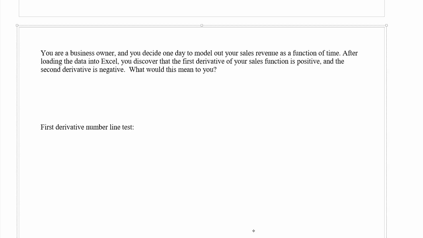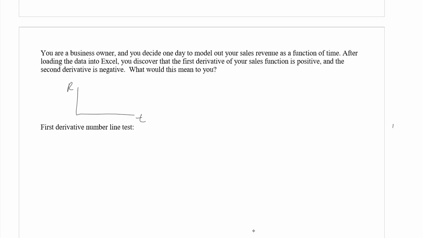Okay, so looking at this last page here, you're a business owner and one day you decide to model out your sales revenue as a function of time. So there's time and revenue. After loading your data into Excel, you discover that your first derivative of your sales function is positive. So what would that mean?